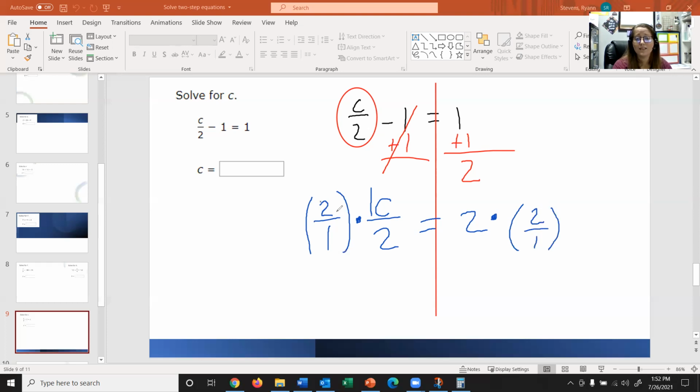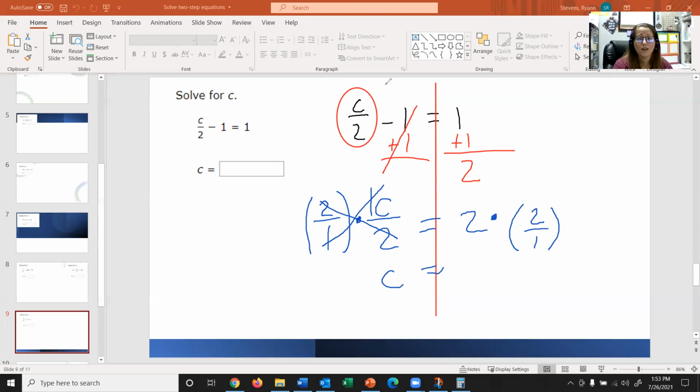What this does is, you can draw an X through this. 1 times 1 is 1, 2 times 2 is 2, and it's just going to cancel. Okay. So we're going to bring down our variable here. Now, I know some of you are watching this and you're thinking, okay, I have a whole number, which is 2, and then I have this 2 over 1. How do I multiply a fraction by a whole number?